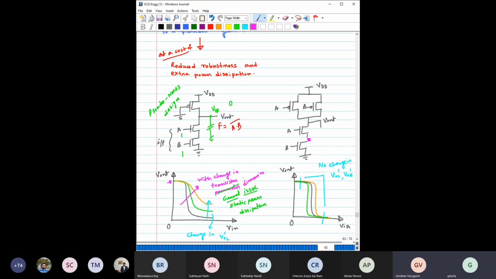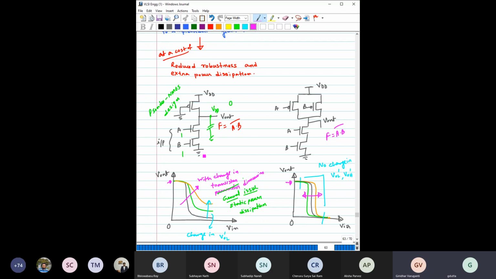But the same thing we are also getting here. Here also F is equal to AB bar, which we have just done. But if you change the transistor parameters here, the VTC will only shift sidewise. There will be no change on these levels, VOH dash and VOL dash. So this type of design, where the peak output voltages do not depend on the transistor sizing, is called ratioless logic, meaning the output voltages are not dependent on the ratio of these transistors.